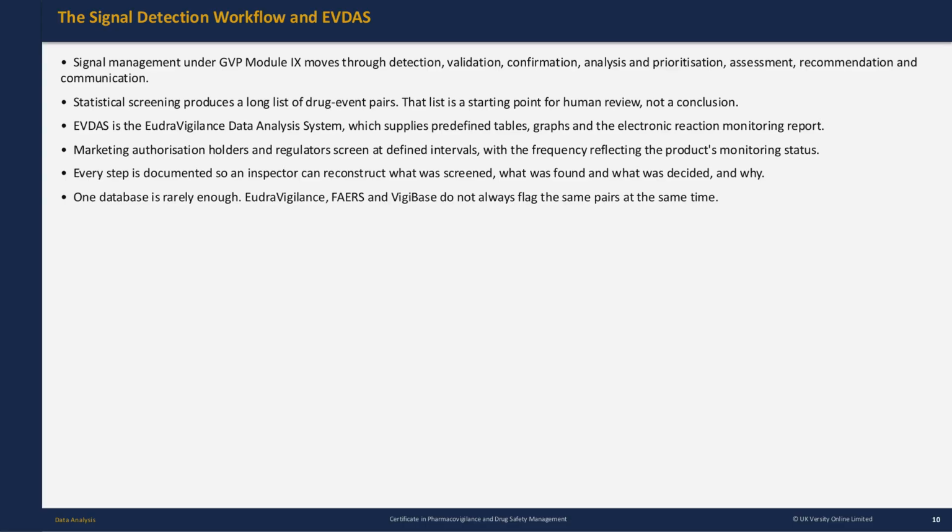The Signal Detection Workflow and EVDAS. Signal management under GVP Module 9 moves through detection, validation, confirmation, analysis and prioritization, assessment, recommendation, and communication. Statistical screening produces a long list of drug event pairs. That list is a starting point for human review, not a conclusion. EVDAS is the EudraVigilance Data Analysis System, which supplies predefined tables, graphs, and the electronic reaction monitoring report. Marketing authorization holders and regulators screen at defined intervals, with the frequency reflecting the product's monitoring status.